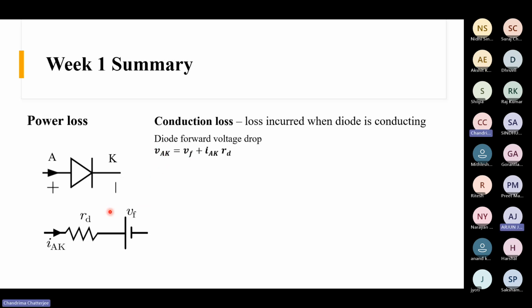If we see the voltage across the diode, VAK would be VA plus IAK RD, right? Is it okay?